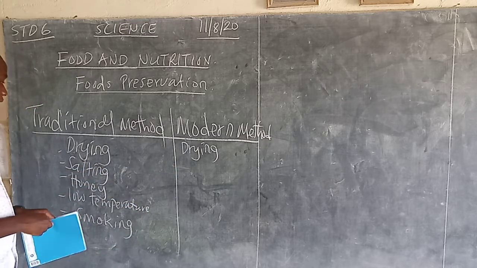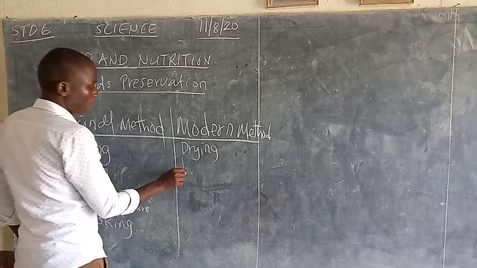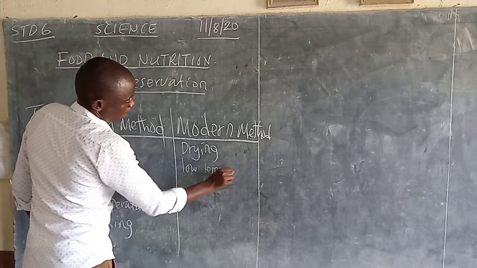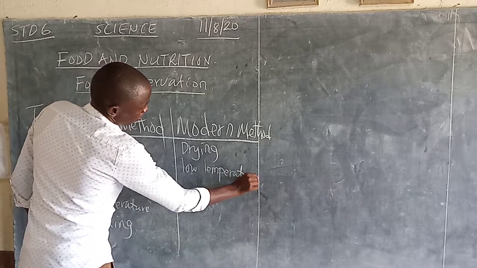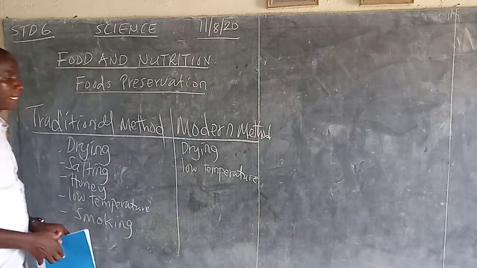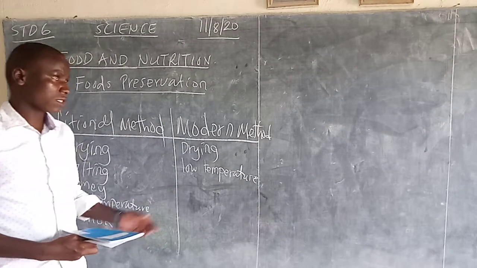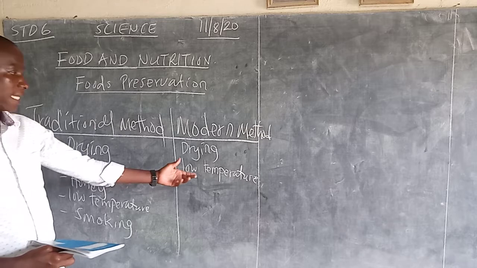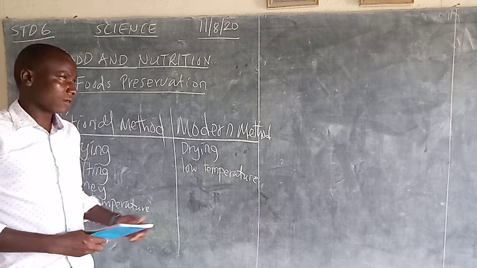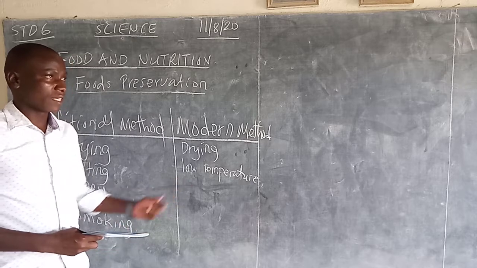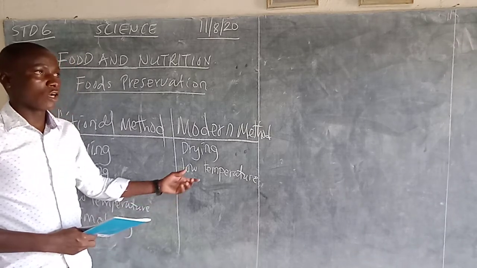Then again, in modern society, we still have the use of low temperature. And this one, low temperature, is widely used. This is a common method in urban centers. In towns, we have gadgets that allow us to use low temperature. For example, we have the refrigerators, these are the fridges. And we have the cold rooms.